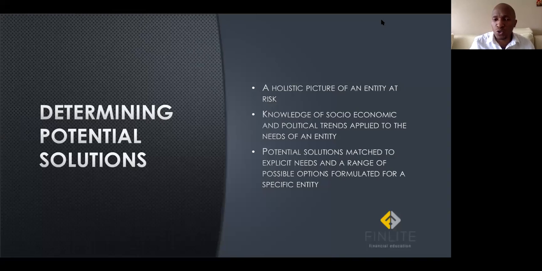First of all, you need to look at the holistic picture of an entity at risk. What is the entity at risk? You look at the holistic picture, all areas without missing anything. That's why gathering data is very significant. Knowledge of the socio-economic and political trends applies to the needs of an entity. So you need to look at social and political trends, and make sure that those are covered.